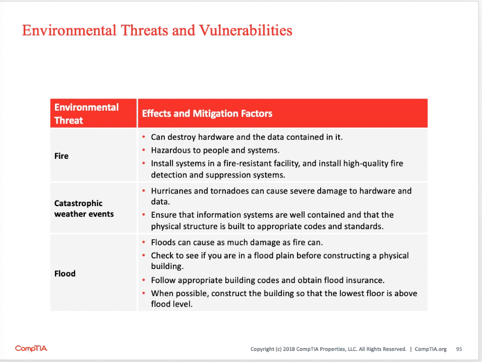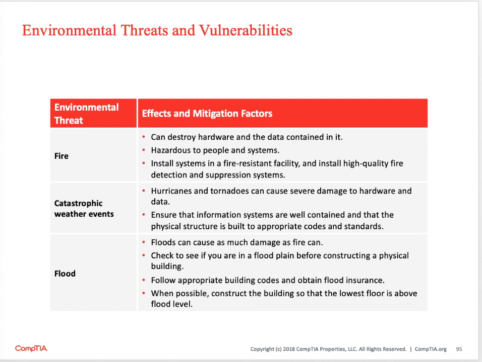When it comes to environmental threats and vulnerabilities, there are a ton, right? So we have fires. Fires could be natural, they could be deliberately set. It's hazardous to our people and our systems. It can destroy the data and the hardware that's in it. In order to prevent this, we need to install systems that are fire resistant and install high quality fire detection and suppression systems, especially since we're dealing with computers. We can't just spray a whole bunch of water on it because that would destroy our stuff just as much as the fire would, right?